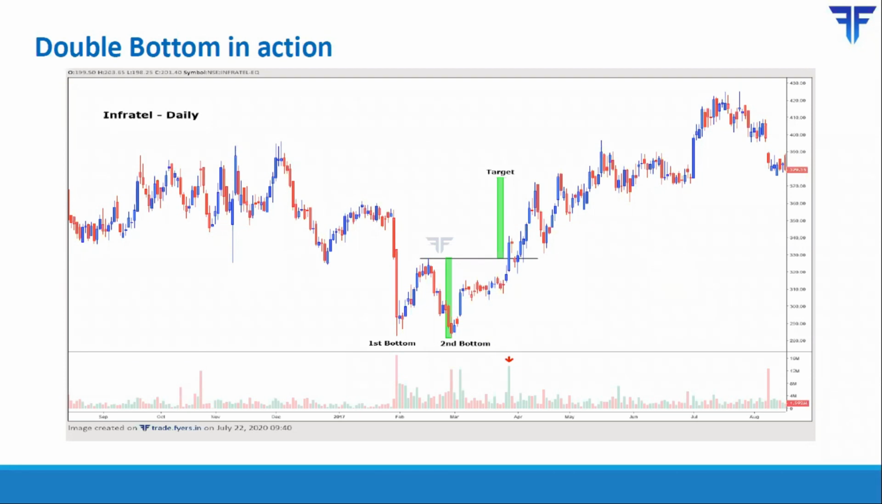Now this is how a double bottom looks on a real-time chart. This is a daily chart of Infratel. So after this decline in price, it rallied, made a high, started declining again, made a low, started reversing again. Now as you can see, the second low is more or less near the first low itself. Price started rallying from there, and then as you can see over here, price is breaking out on this particular candle. It's a very tall bullish candle.